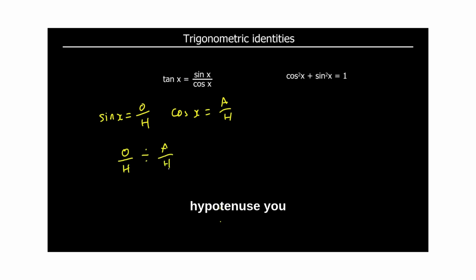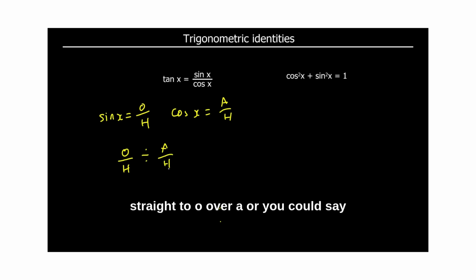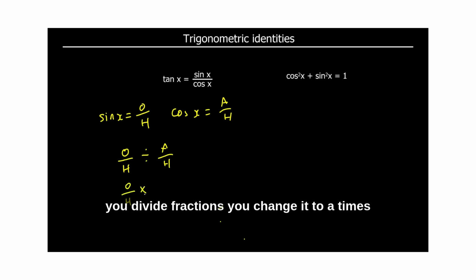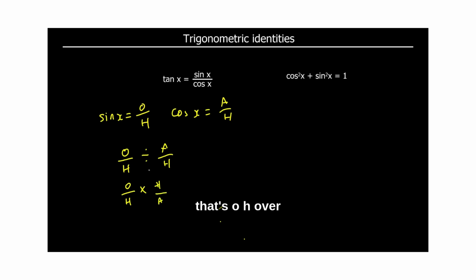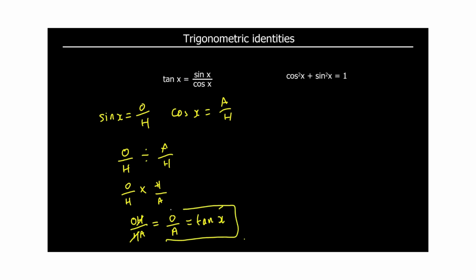So if you divide sine x by cos x, the opposite over the hypotenuse divided by the adjacent over the hypotenuse, you could either divide the top, divide the bottom, and that will go straight to O over A. Or you could say, when you divide fractions, you change it to a times and flip over the second one. So that's O over H times H over A. The H's cancel out. It's O divided by A. So when you have sine divided by cos, you get O over A, which is, of course, tan. So sine divided by cos makes tan.